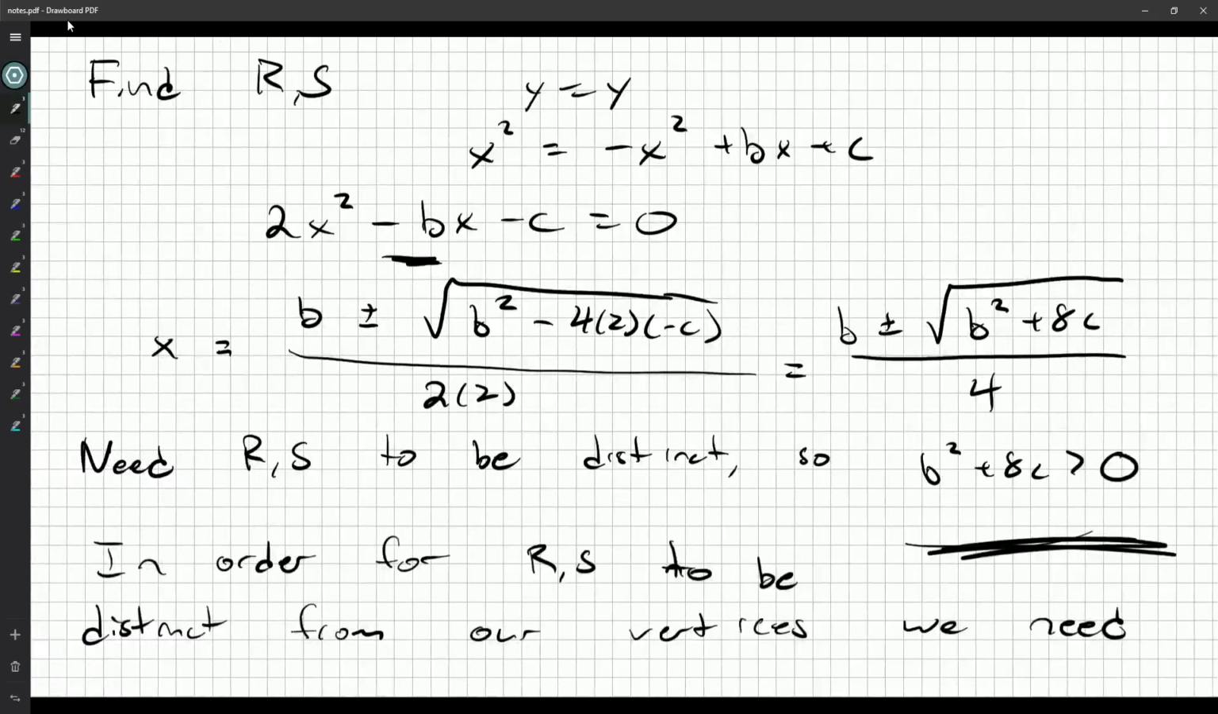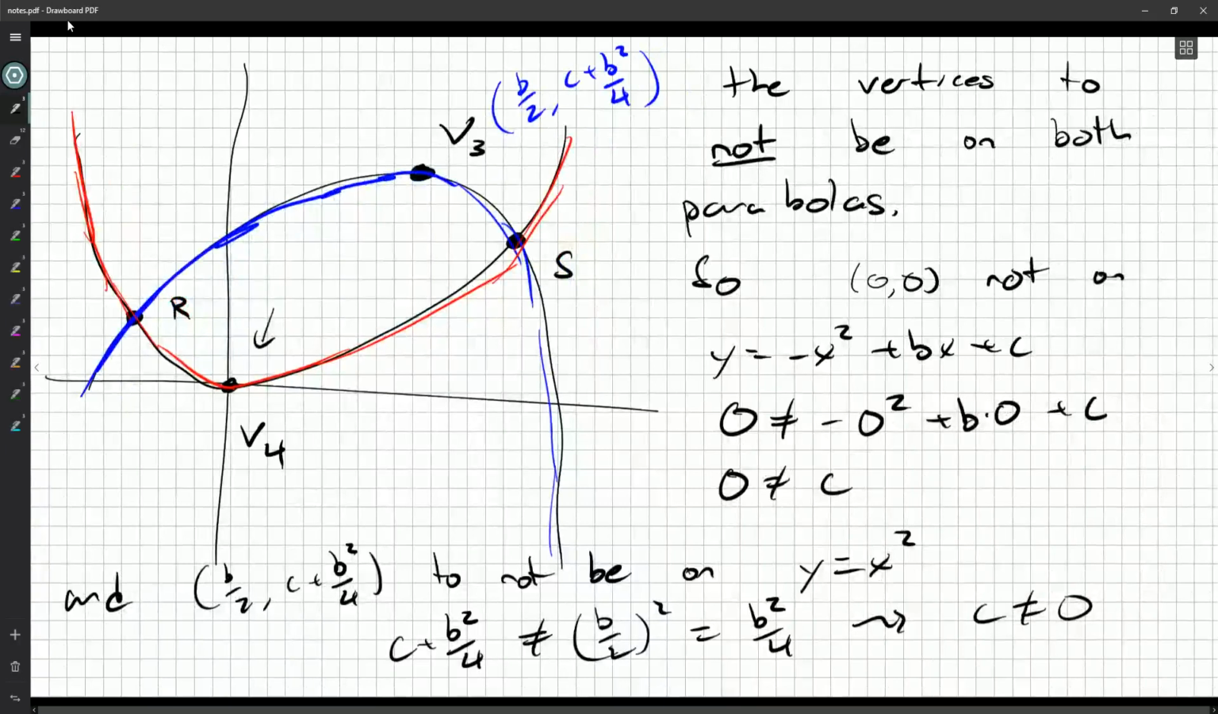That should be it. Because if V3 isn't on the red parabola, then it can't be the same as the origin. So those 2 points are therefore distinct. And if R was the same as the origin, then the origin would be on the blue parabola. If S was the same as V3, then V3 would be on the red parabola. And we've got that to not be true. So we need c to not be 0, and b squared plus 8c to be greater than 0.